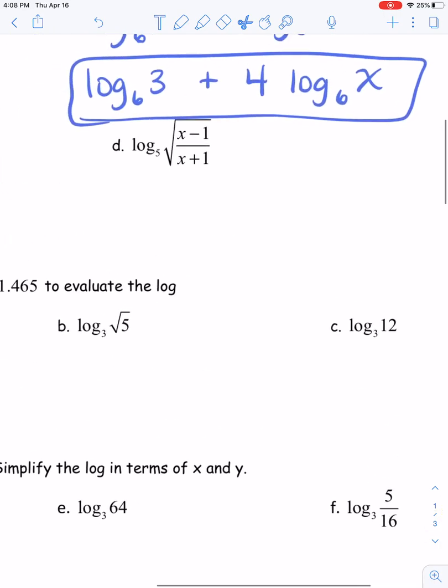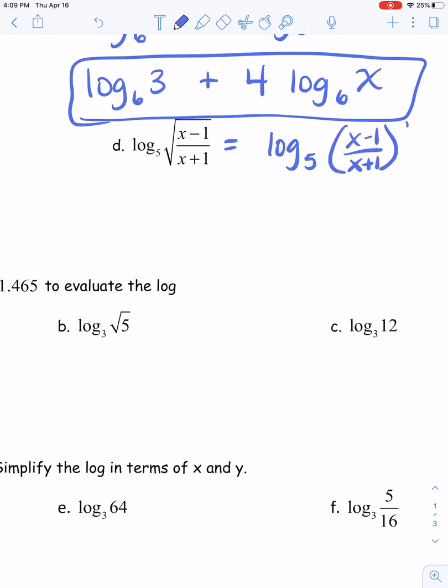All right, moving on to part D. Because we have log base 5 of the square root of a fraction, everything in that fraction is being taken the square root of. So that means that whole entire fraction is being raised to the 1/2 power. You can rewrite it as that. Like you can say that this is log base 5 of x minus 1 divided by x plus 1 raised to the 1/2 power. That's the exact same thing.